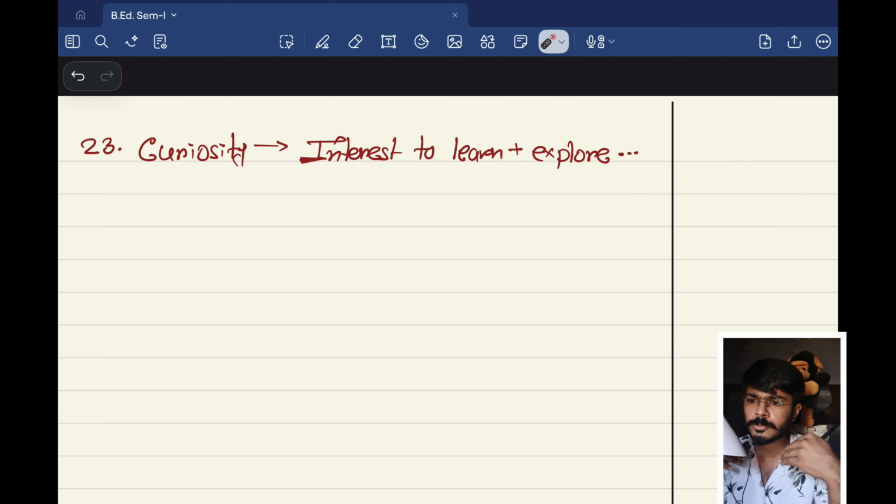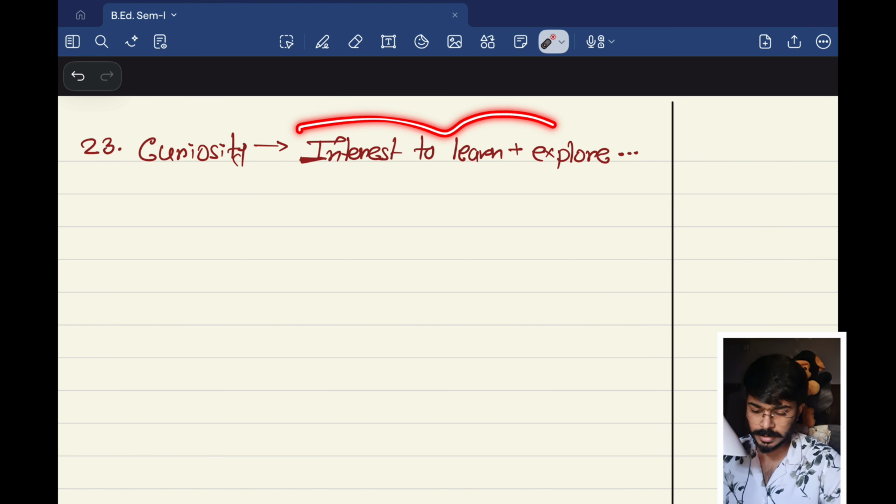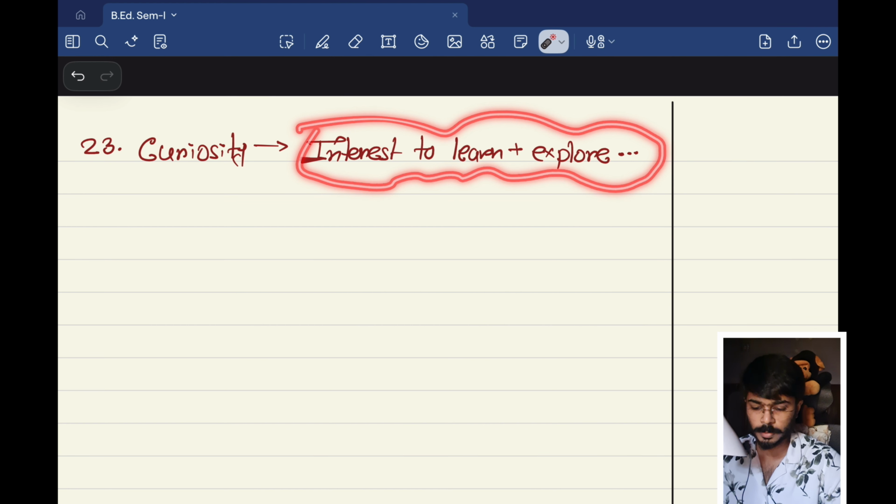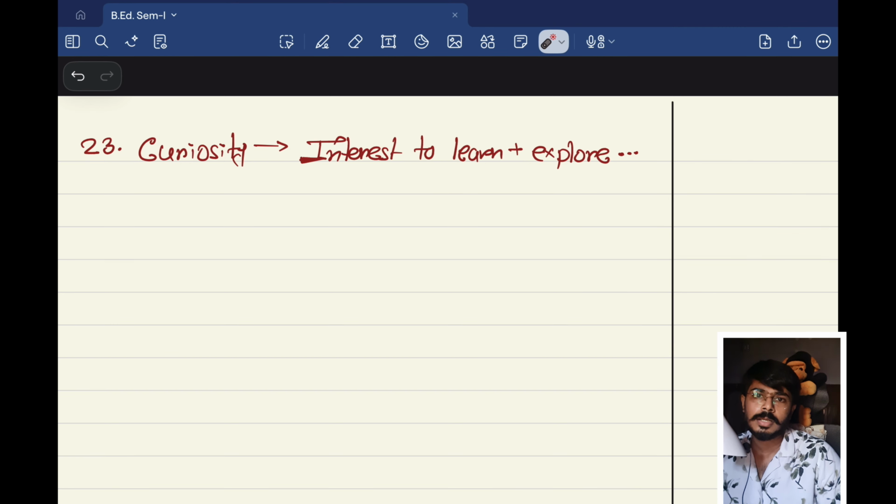Like, okay, I know the fundamental rights, I know the writ jurisdiction. In the writ jurisdiction, I know about habeas corpus. Now there are 4 other writs: mandamus, certiorari, prohibition, and quo warranto. So what do these 4 others mean? This is called curiosity, that you have the eagerness to know something. So curiosity is interest to learn plus explore other things. That's all from my side about these 2-mark questions.